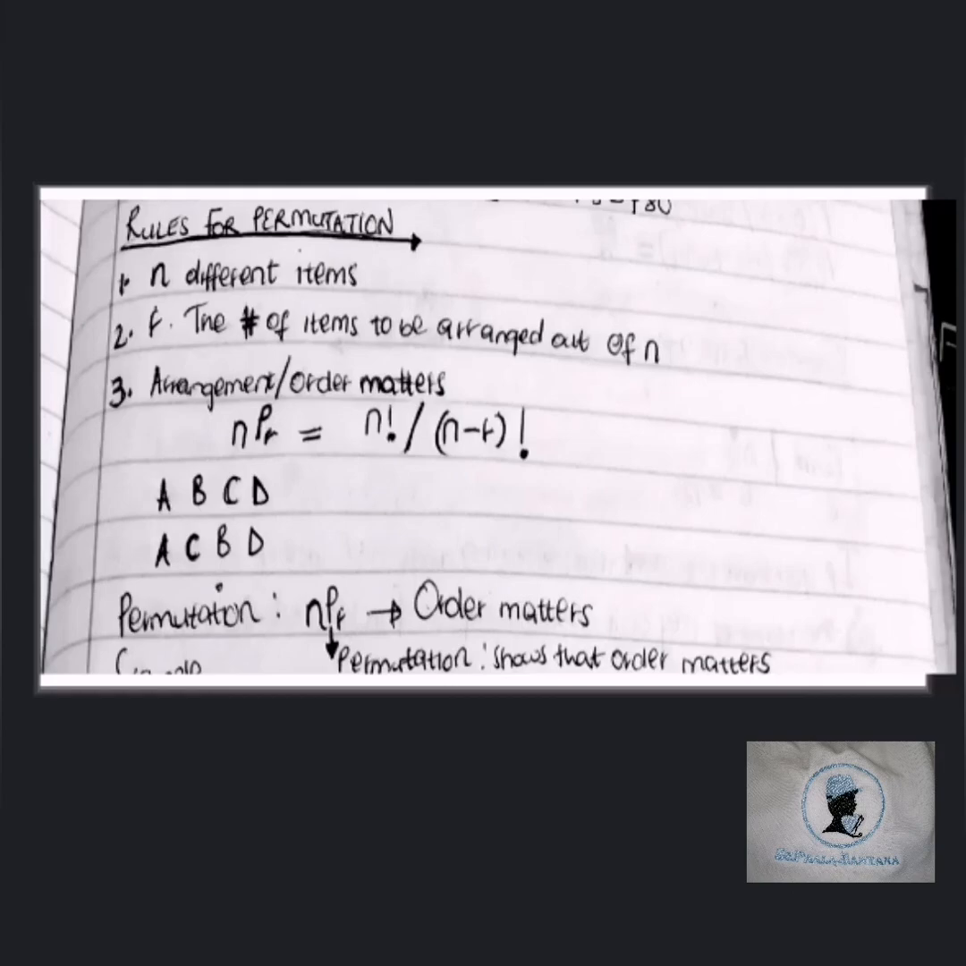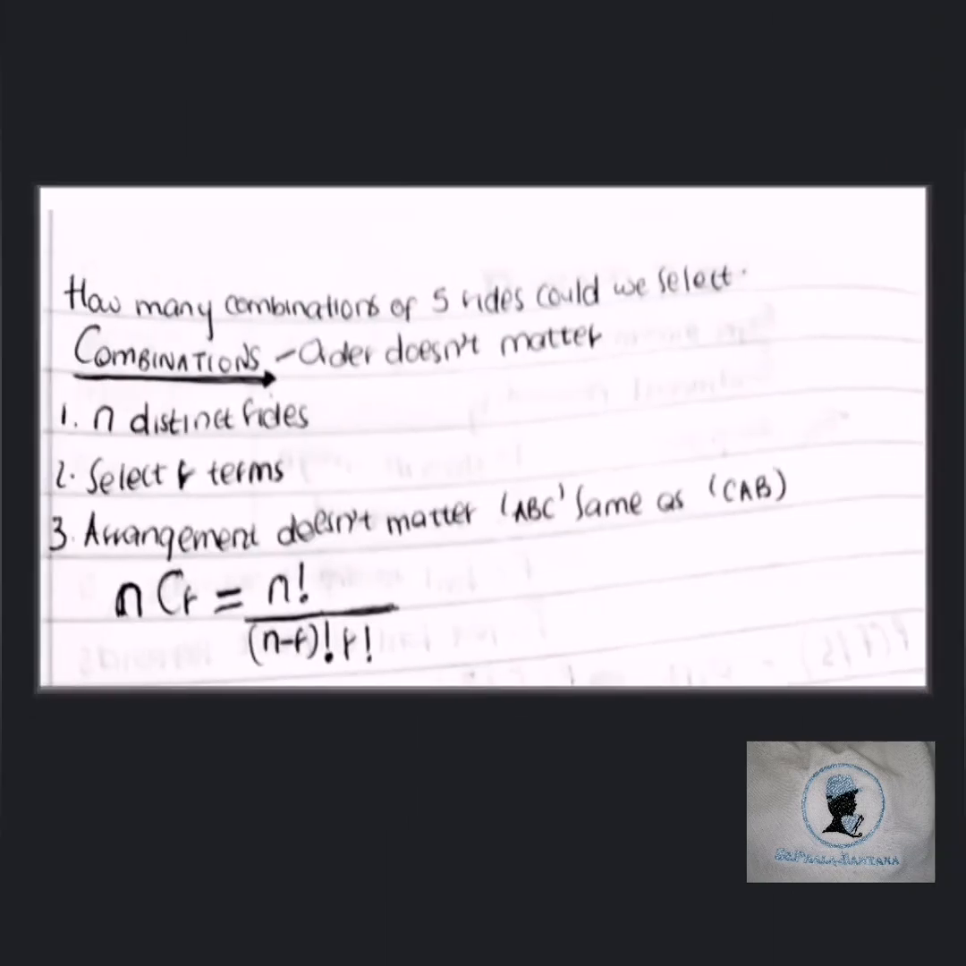As I told you, order matters in permutation, so the two examples we have here, A, B, C, D and A, C, B, D, in permutation we take them as different arrangements, because the order of the items matters in permutation. In combination, order doesn't matter.